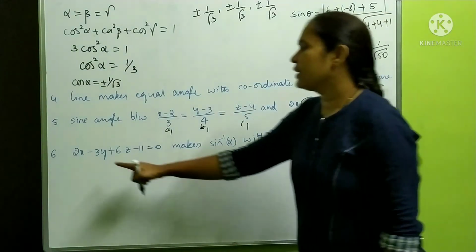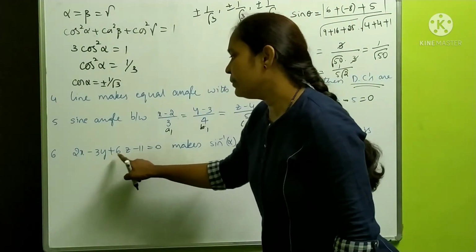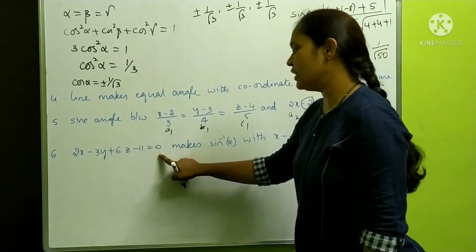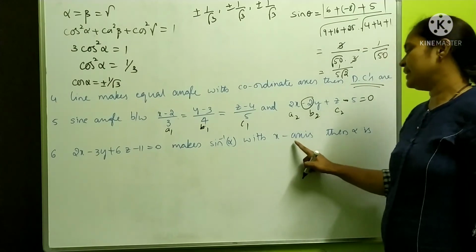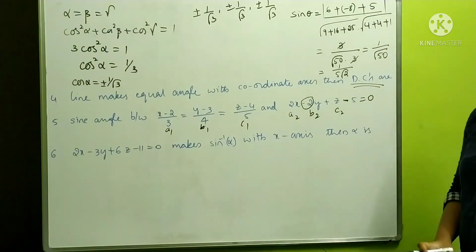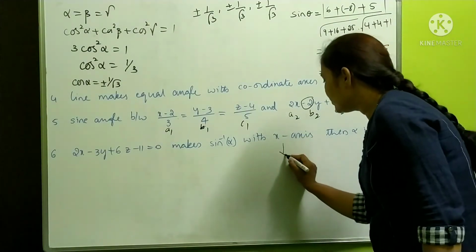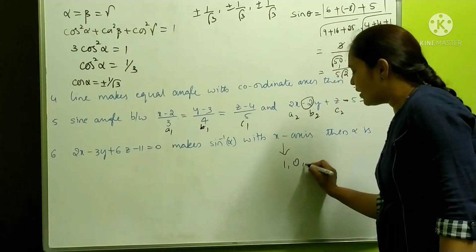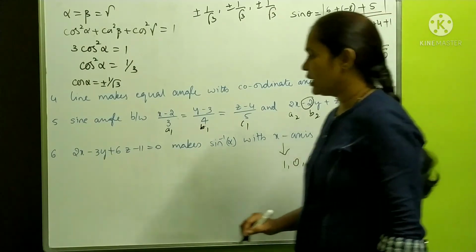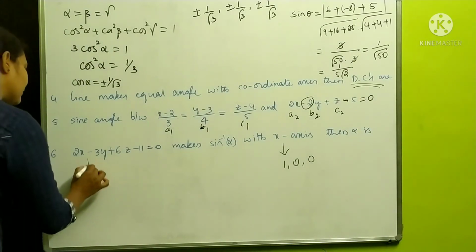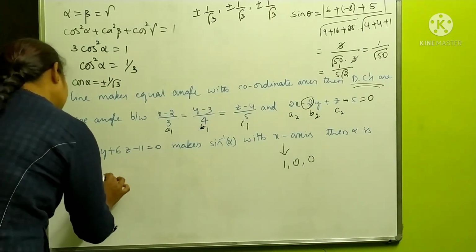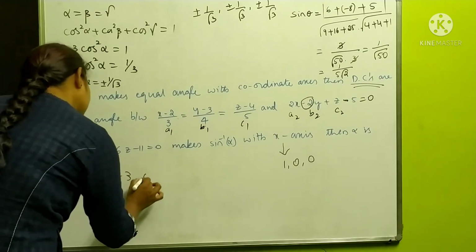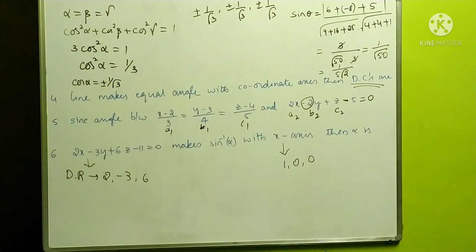Look at the sixth one. The plane 2x minus 3y plus 6z minus 11 equal to 0 makes a sine inverse alpha with the x-axis, then alpha is? What are the direction ratios of the x-axis? 1, 0, 0. What are the direction ratios of this plane? 2, minus 3, 6.